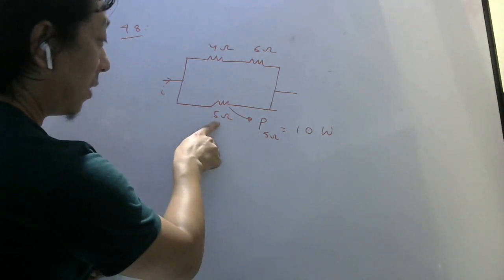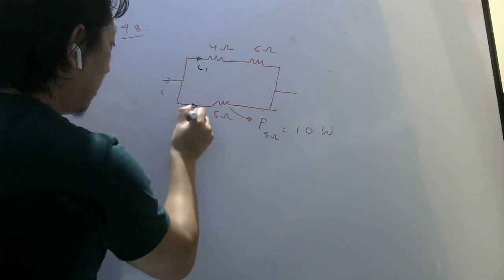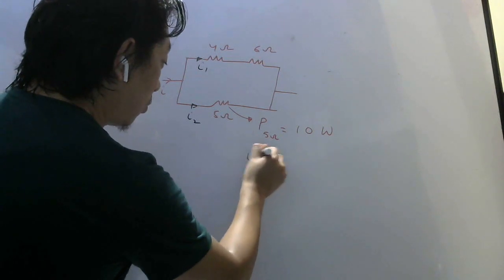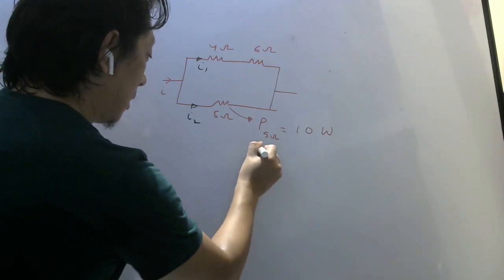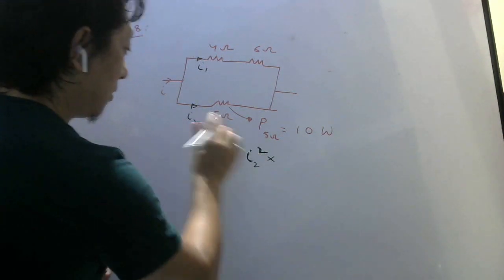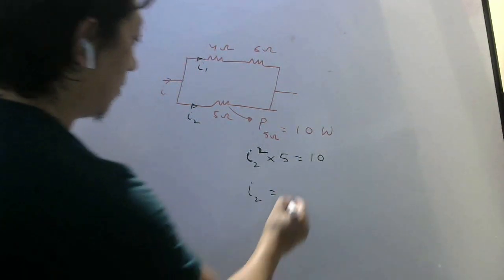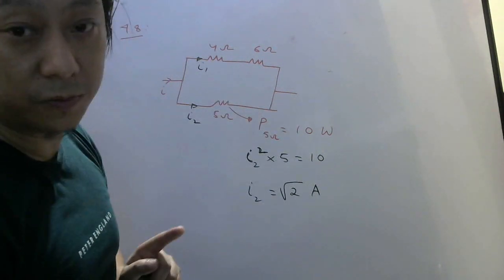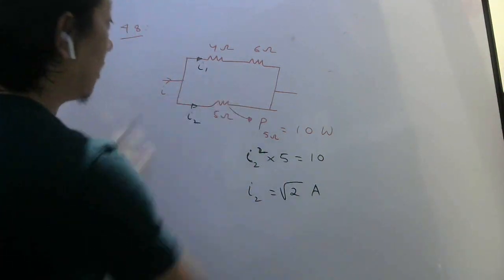Now what we can do, since I know the power consumed by this and I know the resistance, the current coming here will divide. Here will be I1, here will be I2. So this I2 we can find. This power I can write as I2 square into resistance. The resistance of this is 5. So I2 square will be 10 divided by 5, which is 2. So I2 is root 2 amperes. So the current flowing here is root 2. Everybody understood, right? 10 by 5 will be 2. This is I2 square. So the current here I came to know.